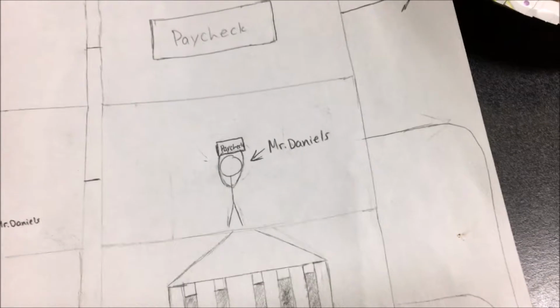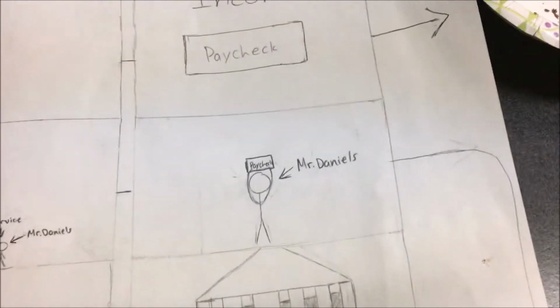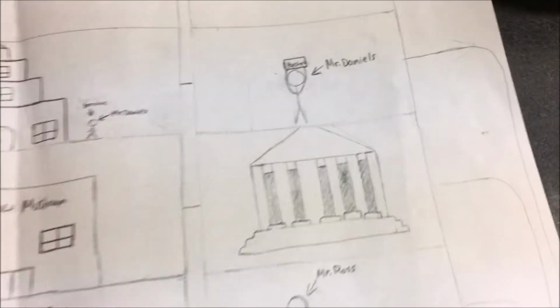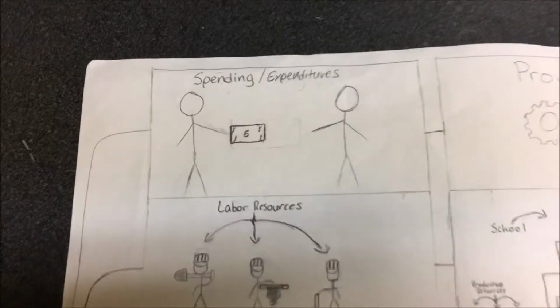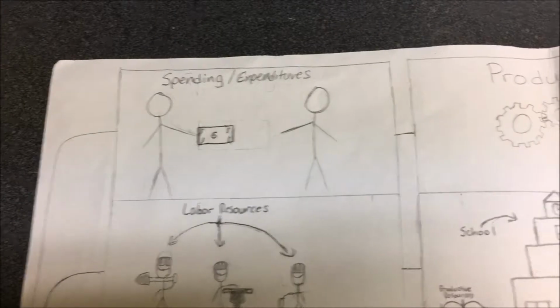And then, as you can see, Mr. Daniels receives his paycheck for doing his work. It goes back around. And basically, it follows one cycle, which is spending, your expenditures, production, and income.